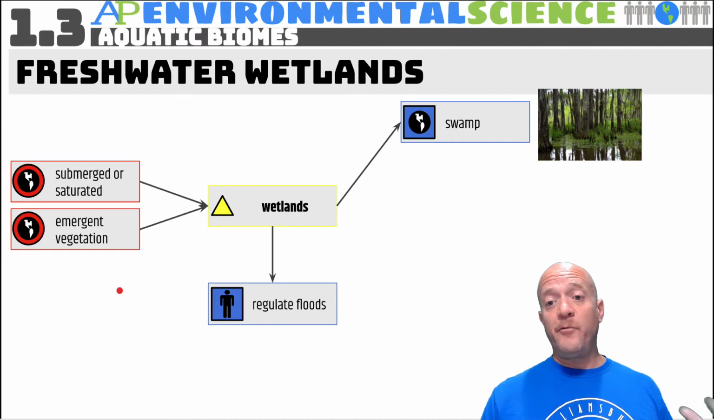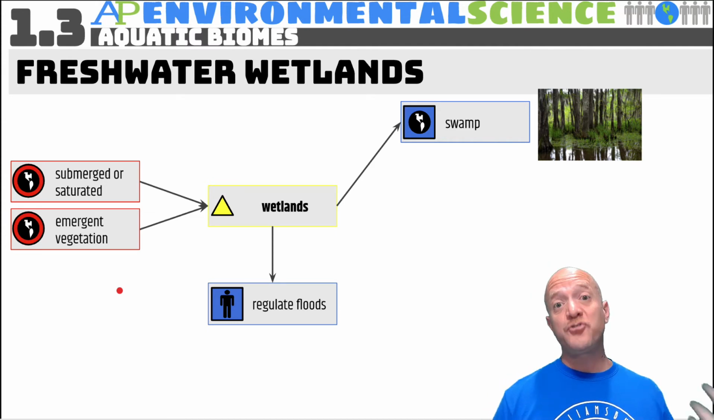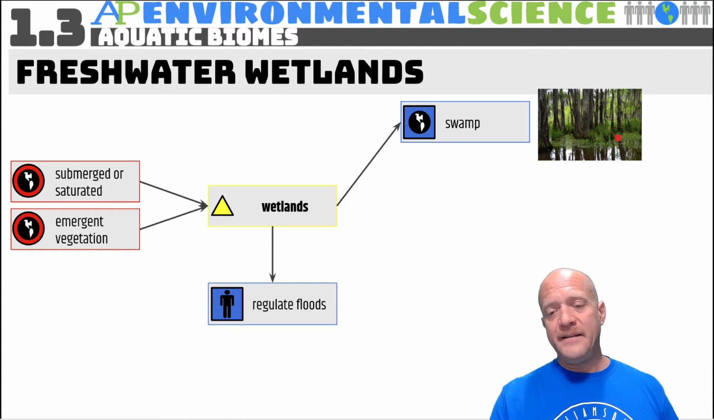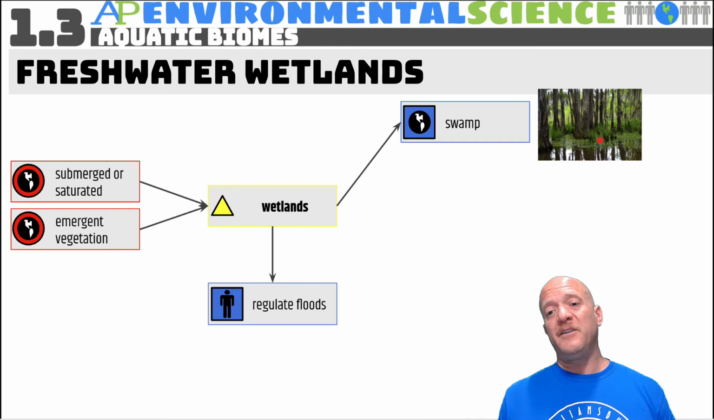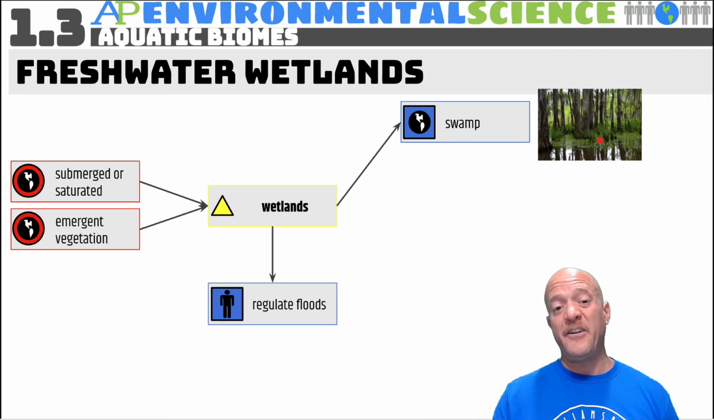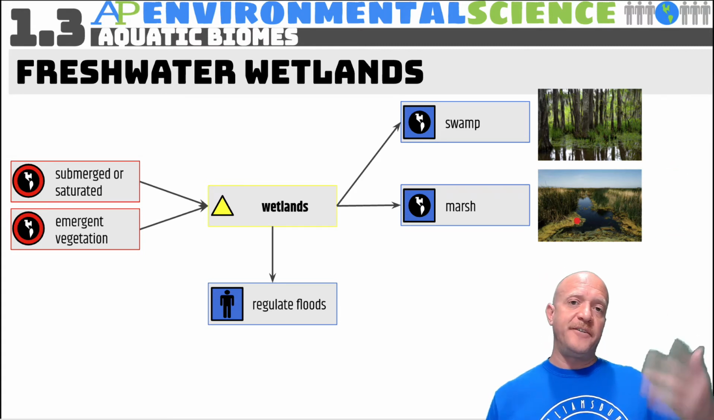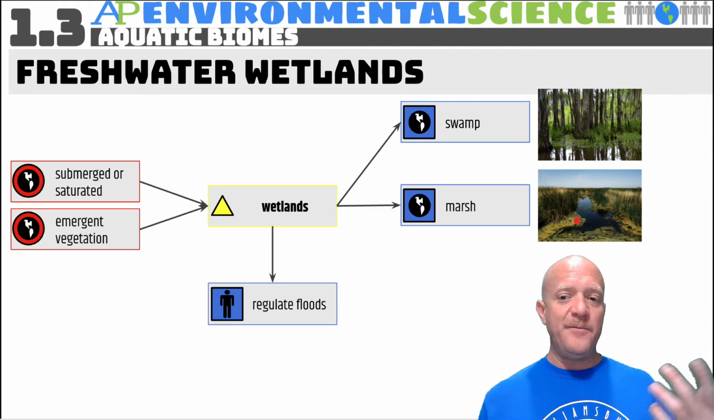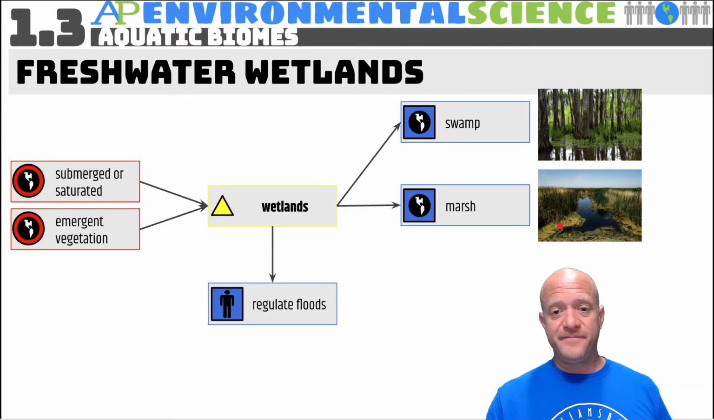So one type of wetland is a swamp, and a swamp is where you're going to have emergent trees. If you've ever been to Louisiana or seen different parts of the Gulf Coast, it is going to be very swampy. And then you will have an area like a marsh, and that is where you have different types of reeds or different types of wet grasses. Like you might see cattails in here. Emergent grasses and emergent plants.